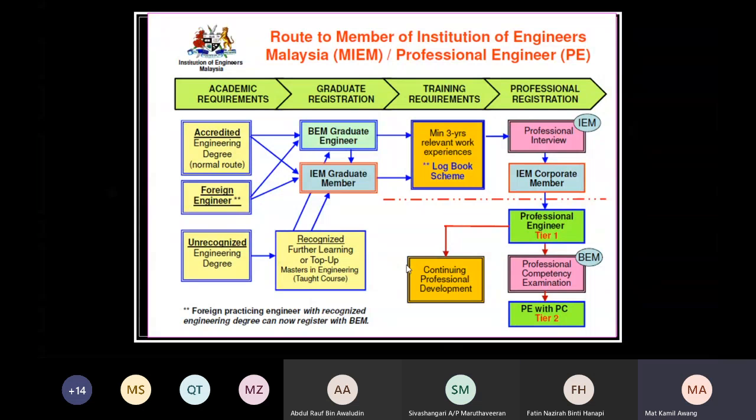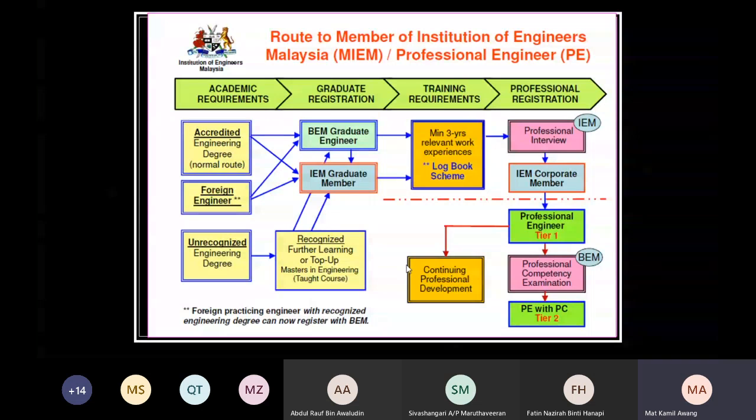After the academic requirement, then you have the graduate registration. You register with the Board of Engineers, and if you are accredited, also with the IEM as a graduate member. Then you go through the training requirement through the logbook scheme, which is under IEM or directly under the Board of Engineers. Then you go for professional registration. This is actually through the route of IEM, route two. Route two flowchart, not route one. So they have a professional interview by the IEM, then you become an IEM corporate member. Then after that, you become a professional engineer tier one under the Board of Engineers.